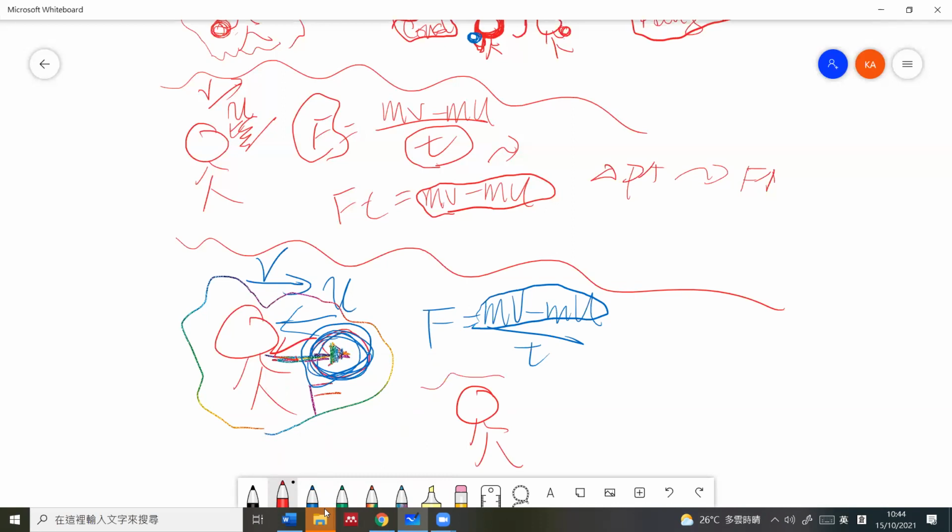This situation also explains why there is air resistance. You can imagine there is a lot of air around you. When you run forward, you change the direction of the air. That means you provide a force to the air. In other words, the air will exert a force on you, and that is the process of air resistance.